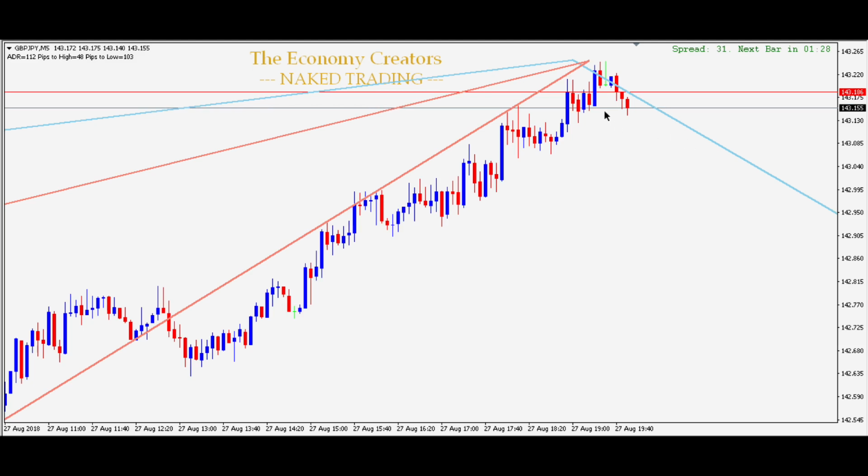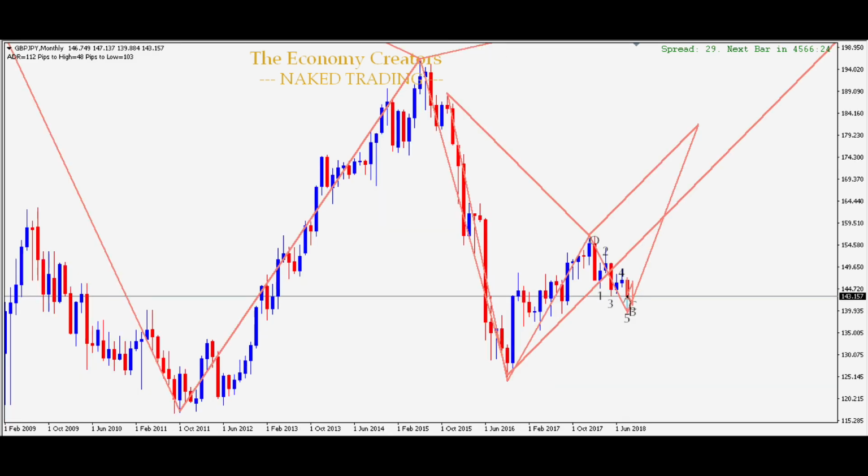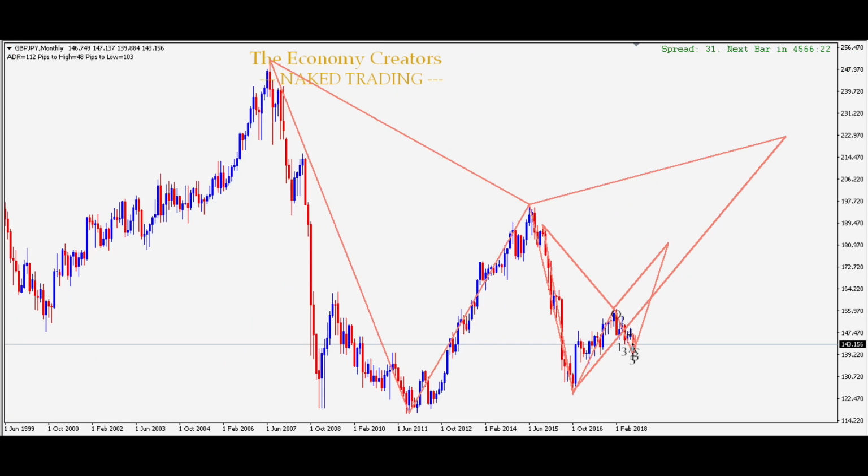So one last time, I'm going to just run through it so you can see it in totality. Here is your monthly time frame. You have a bearish Gartley. Price is completing right now the C to the D leg.